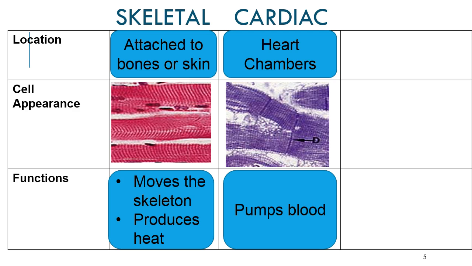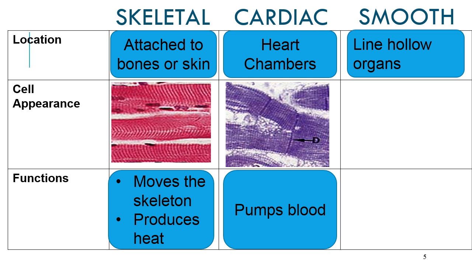A third muscle type is called what? Smooth muscle. It is located where? Organs that are hollow, like the intestine. You'll find smooth muscle in hollow organs except for the heart. The heart technically is hollow too, but cardiac muscle makes up the heart. So all of the hollow organs, like your esophagus, stomach, intestines, uterus, bladder, all have what type of muscle? Smooth muscle.